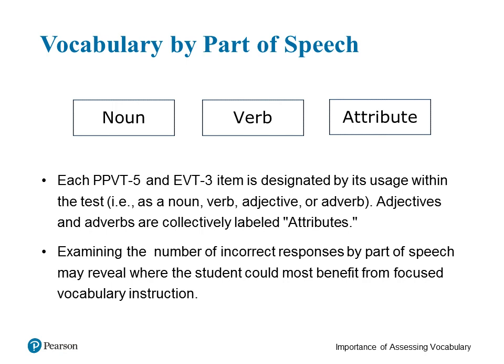Looking at vocabulary by part of speech, each PPVT-5 and EVT-3 item is designated by its usage within the test, so as a noun or a verb or adjective or adverb, and then adjectives and adverbs are collectively labeled attributes. So the vocabulary by parts of speech item analysis categorizes each of the items as noun, verb, or attribute, and a comparison of error types by these parts of speech may indicate where vocabulary instruction should initially be focused for the greatest impact.